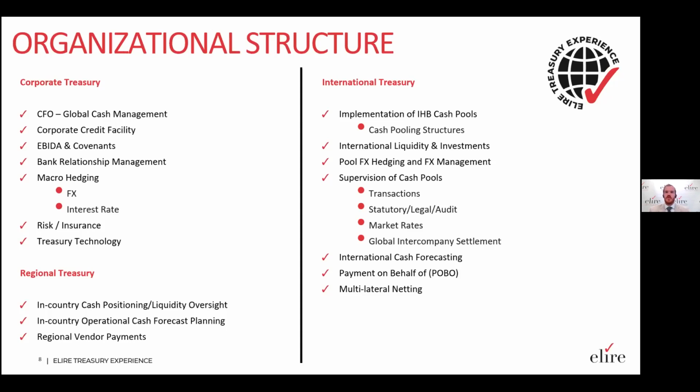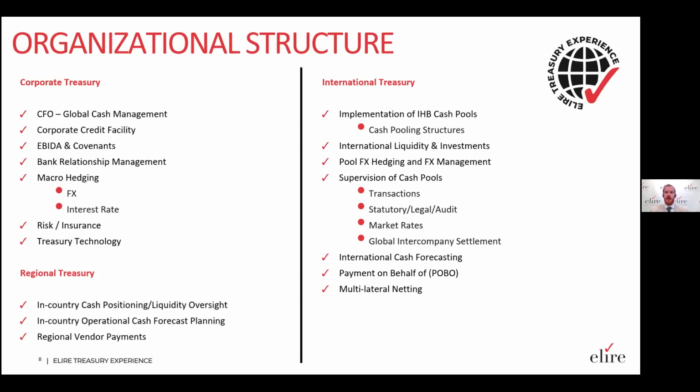It also allows us to standardize things like our market rates and the global intercompany settlement of all of our financial transactions. From there, international treasury typically also manages your international cash forecasting, any payment on behalf of for smaller companies and regions, and then of course any multilateral netting process that comes into play when we discuss international treasury and in-house banking and material like that.